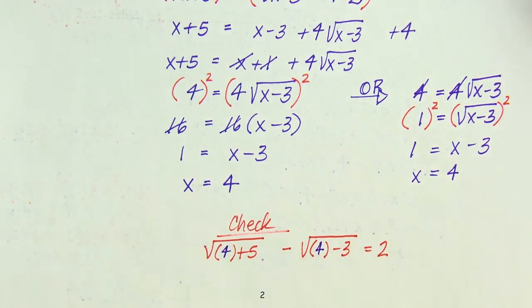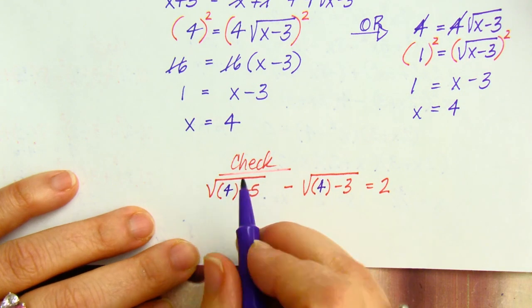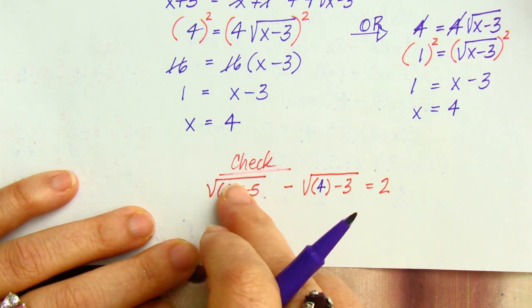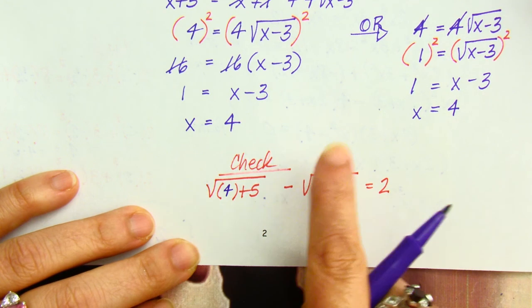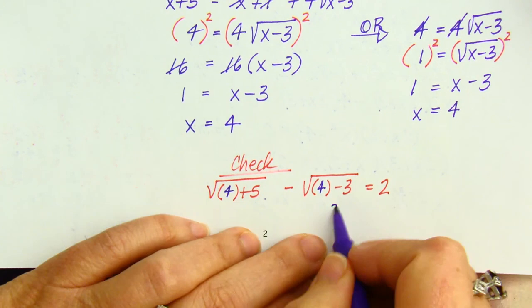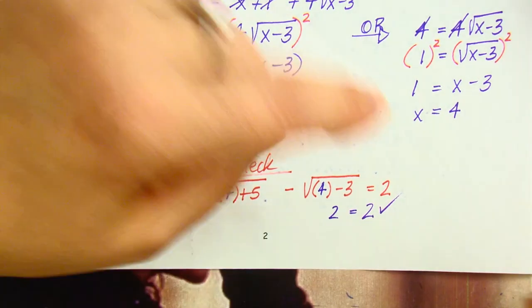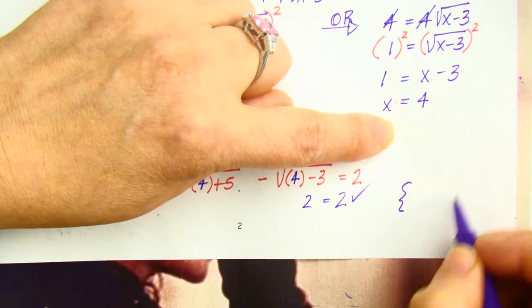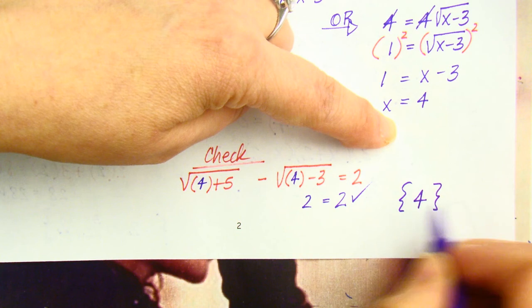4 and 5 is 9. The square root of 9 is 3. This is a 3. 4 subtract 3 is 1. The square root of 1 is 1. So this becomes 3 subtract 1 is 2. It does check. And so I conclude that my solution to this equation is when x is 4.